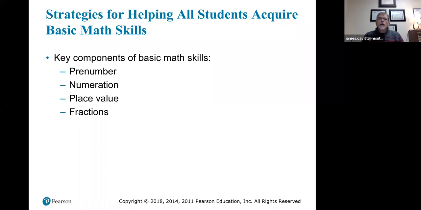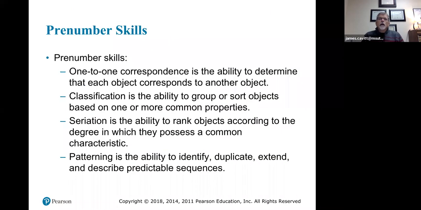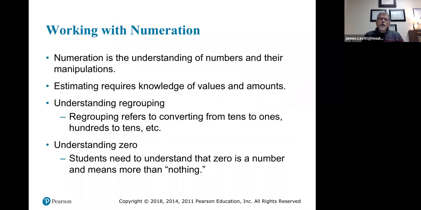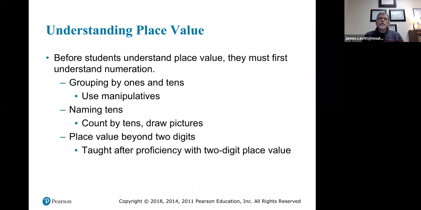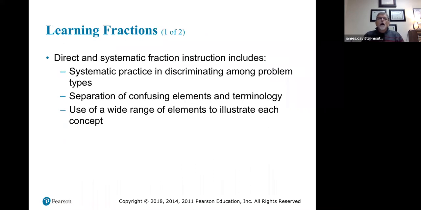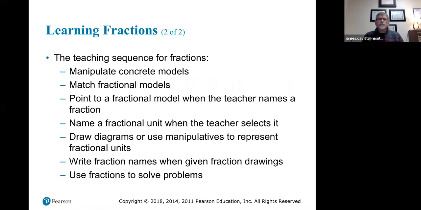Some strategies to help acquire basic skills. Pre-number skills, working with numeration, understanding place values. This can be difficult, especially when you're dealing with money. Money is almost like trying to nail Jello to the wall for kids. It's hard. Fractions, I know a lot of us hate fractions, but again, that's part of life. Think about Thanksgiving and pies. Pumpkin with lots of whipped cream. Yum, yum. All right, more fractions. Manipulatives are great for fractions.